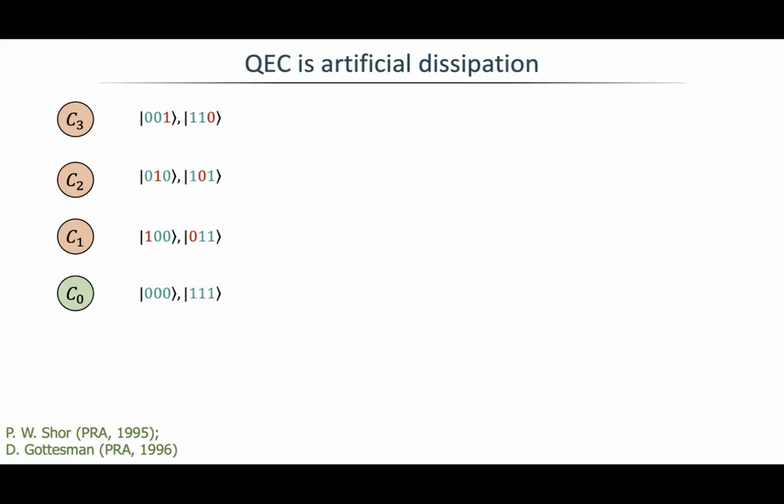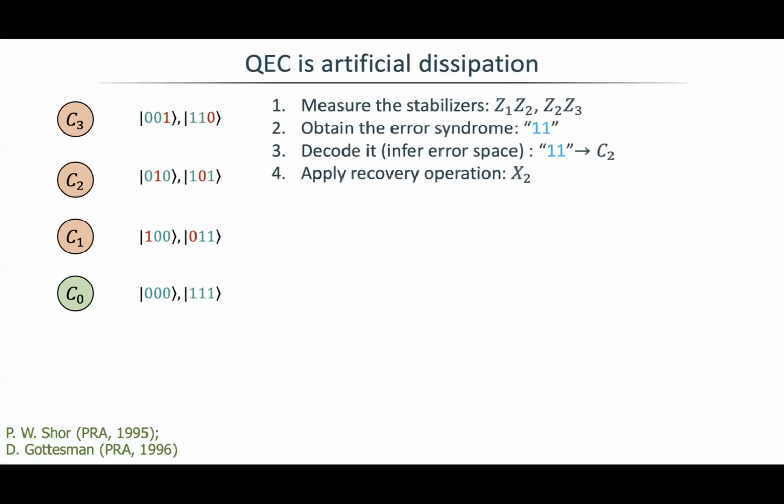For example, this subspace is obtained by applying a bit flip on the first qubit. And so this is the image of logical 0, this is the image of logical 1. They're orthogonal to each other, and they're orthogonal to everything else. That orthogonality condition is the Knill-Laflamme condition, which is very important for error correction.